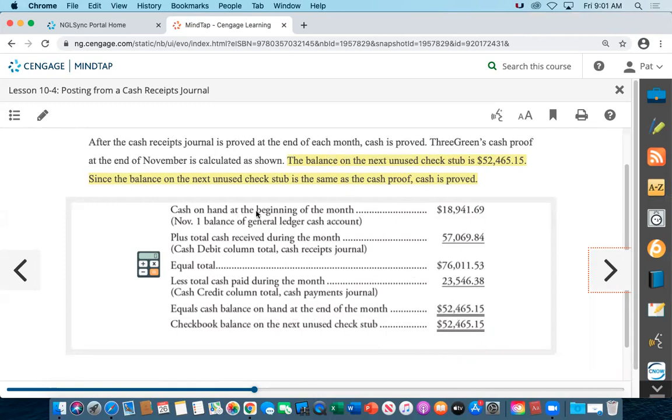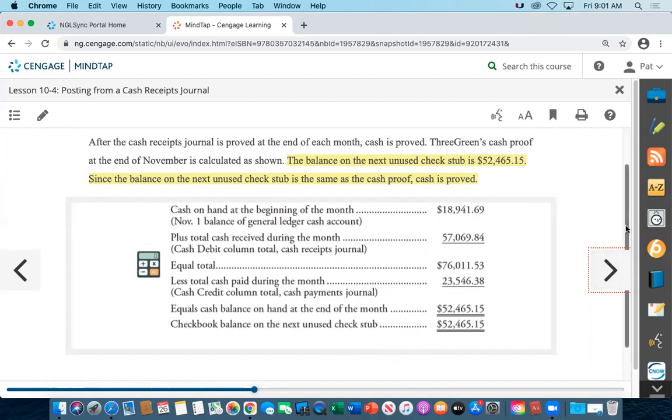So how do you prove cash? Your cash at the beginning of the month, at the first of whatever month it might be, is the balance. And they tell you that November 1st balance. If they don't give it to you, you go look at the general ledger cash. What did the cash have at the beginning of the month?